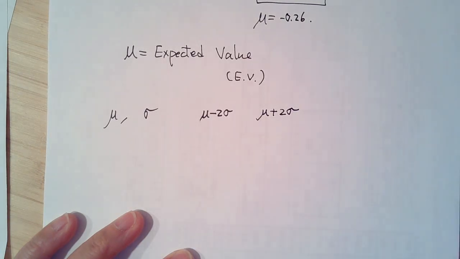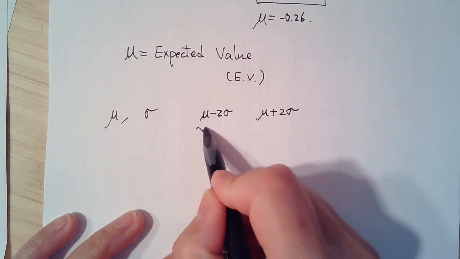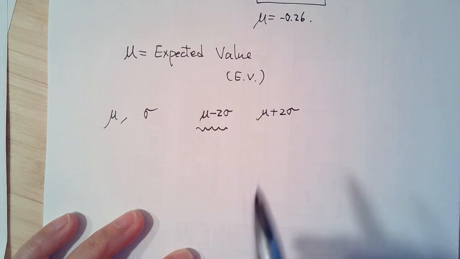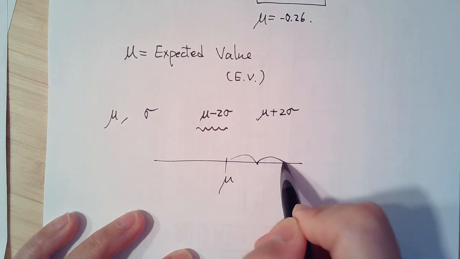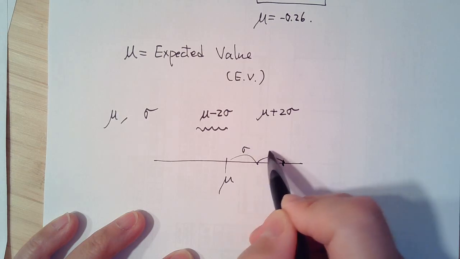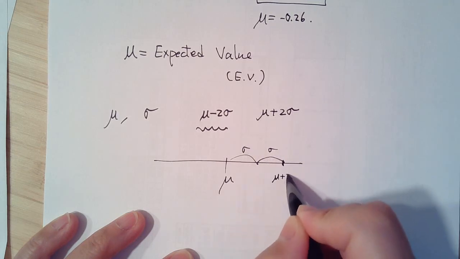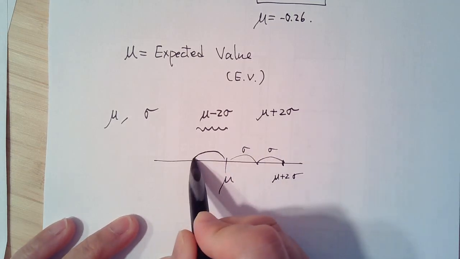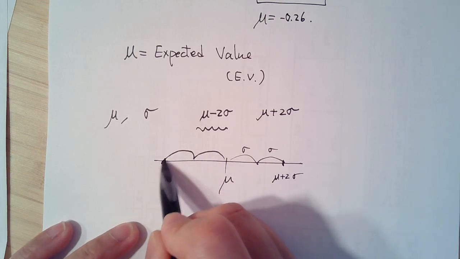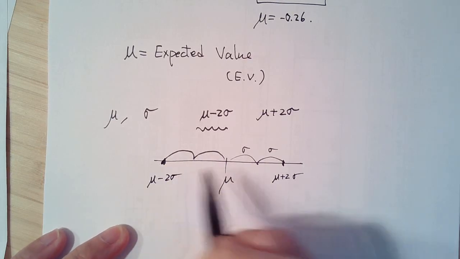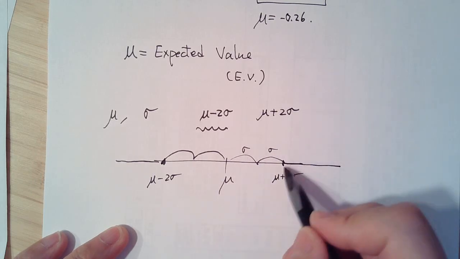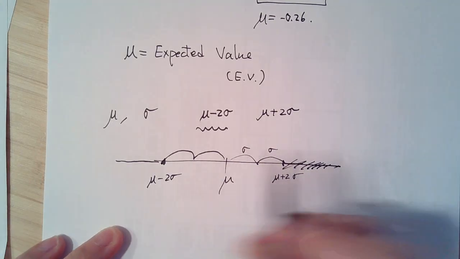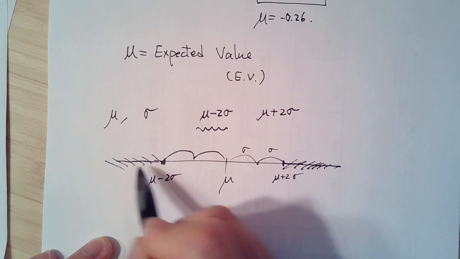This value is 2 standard deviations away. Here's the mu. Now you go up by 2 sigma. See, that's a sigma, that's a sigma. Here's mu plus 2 sigma. And if you go down, this value will be mu minus 2 sigma. So any value here and here, you shouldn't see them very often. Why?